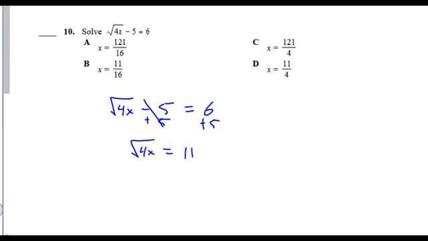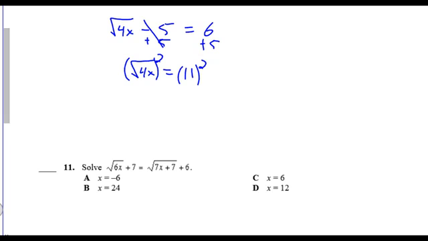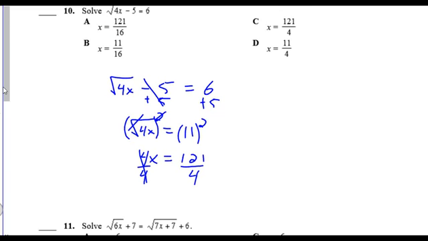Okay, now it's just like the last question. So I'm going to square it. So the square and the square root cancel, and we get 4x is equal to 121. Divide by 4, divide by 4. Does that simplify? No. So that's all we can do. So C.